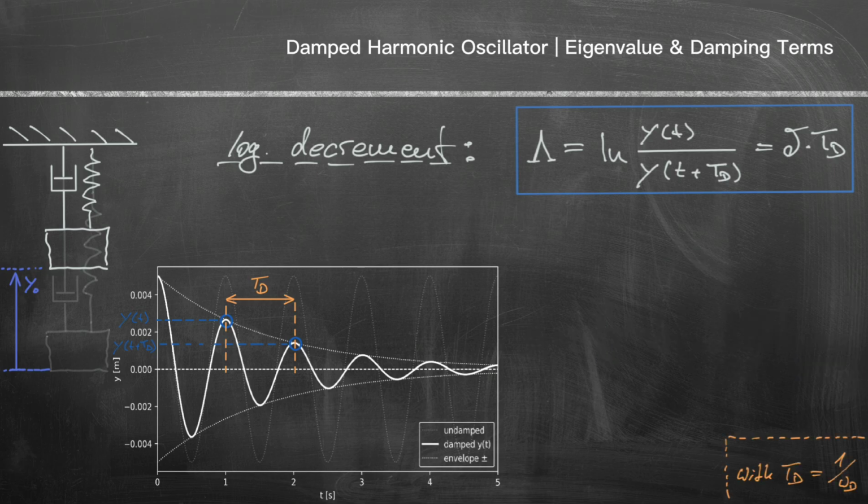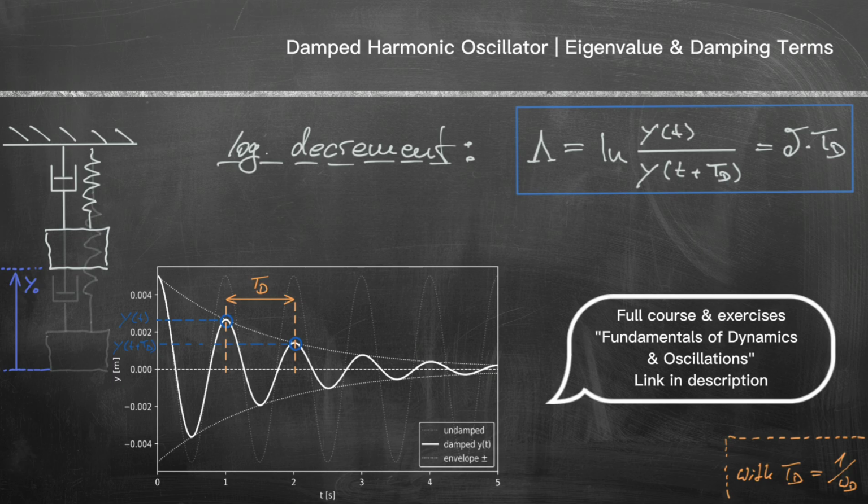Here, Td is the period of the damped oscillation, the reciprocal of the damped frequency. Both Td and the peaks of an oscillation can be measured experimentally, which allows determining the decay constant in this way.